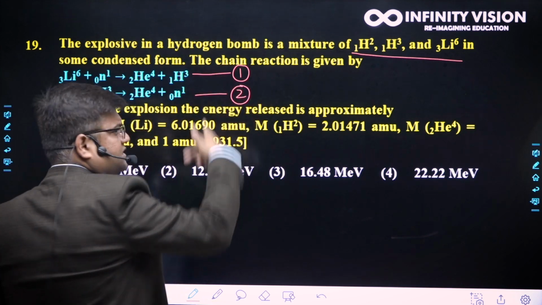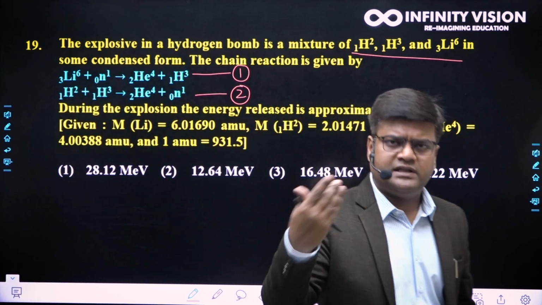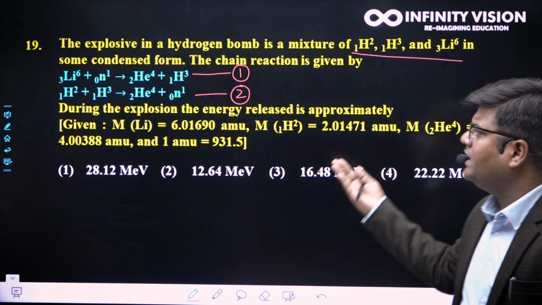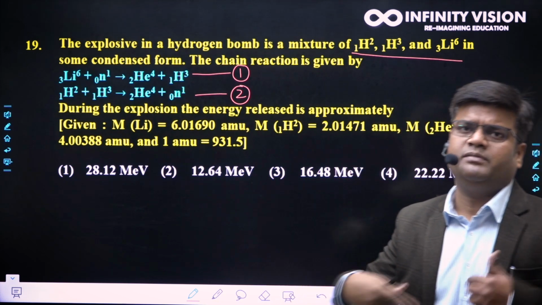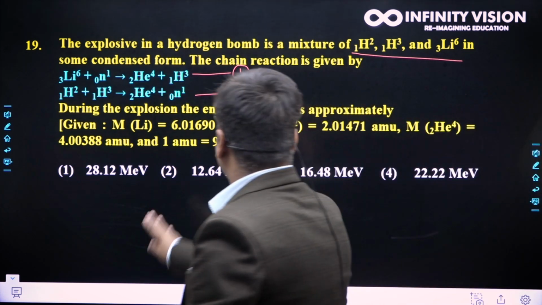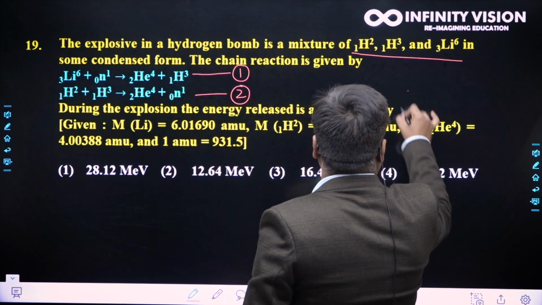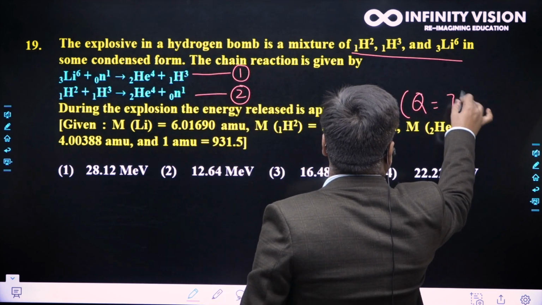The intermediate reactions are given. These two reactions take place simultaneously. These are intermediate reactions, and combining these two reactions, there will be a global reaction. So during the explosion, the energy released is approximately. What they are asking is the energy release, the Q value of the reaction.